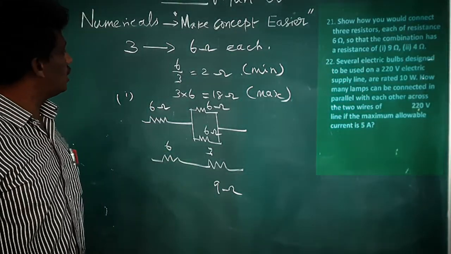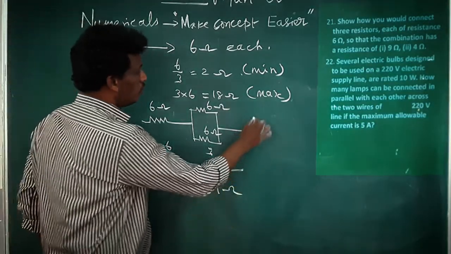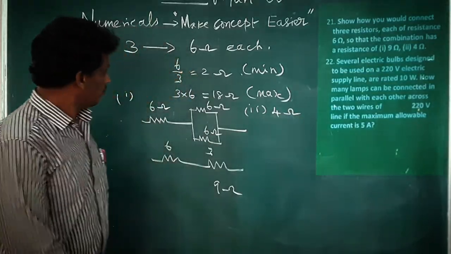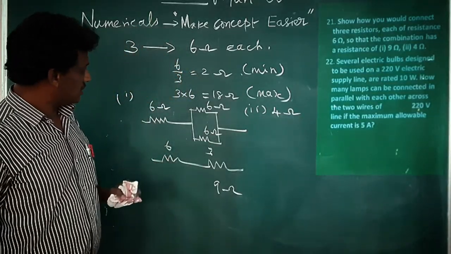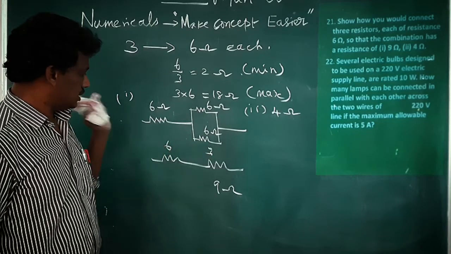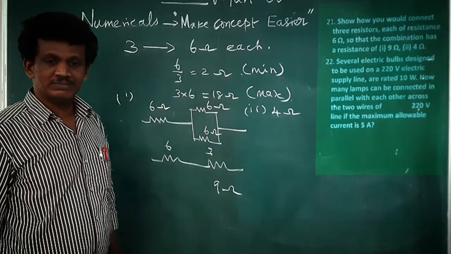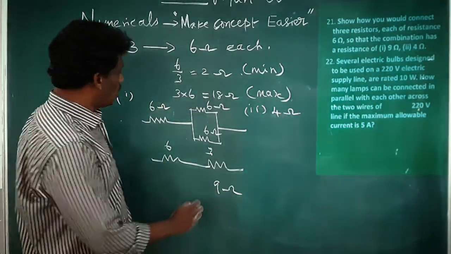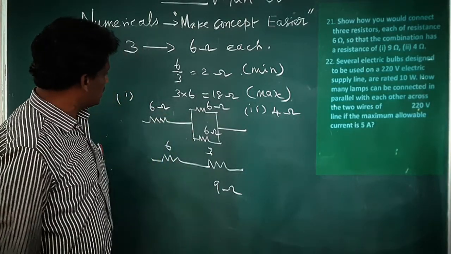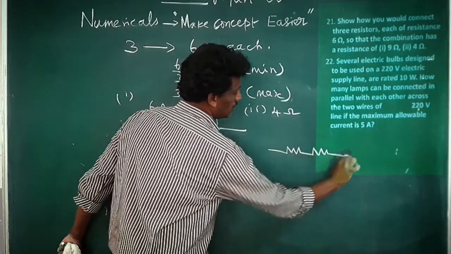Just use the concept about series and parallel combination of resistors. What is the second one they are asking? 4 ohm, second part. 4 ohm you have to get. Yes, because when you put these two in parallel, 3, here 6. If you put all the 3 in parallel, 2 ohm. So that also is not possible. Now what do you have to do here? Now let us put these two in series and then parallel. Look at it. One resistor, another resistor.